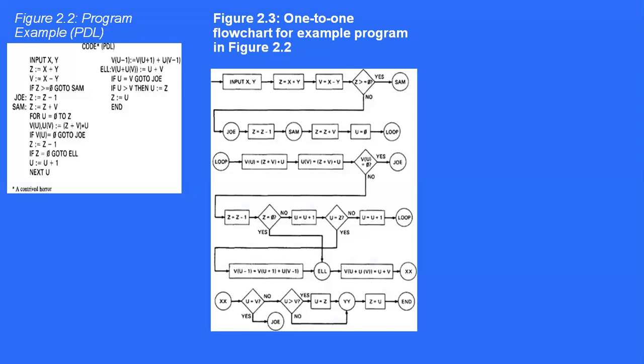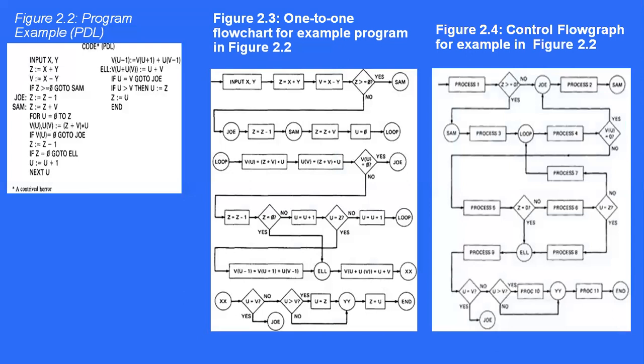Now, if you can see in this particular figure 2.4, that is the control flow graph. Here, what we did is we merged the process steps and replaced them with a single process block. So these three particular statements, input x comma y, z is equal to x plus y, y is equal to x minus y, we have merged as a single process block. So this is what we call a control flow graph.